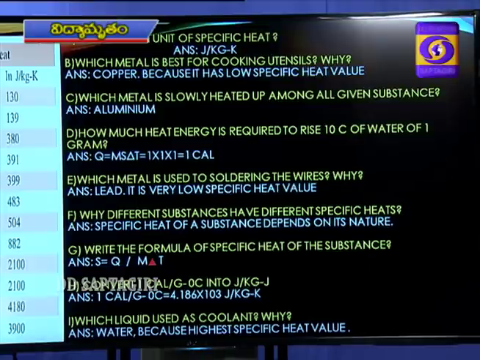And afterwards, which liquid is used as coolant? Water. Why is water used as a coolant? Because the specific heat of water is very high, that is 1 calorie per gram degree centigrade. We are substituting this value of specific heat in the problems when they are giving the problems.